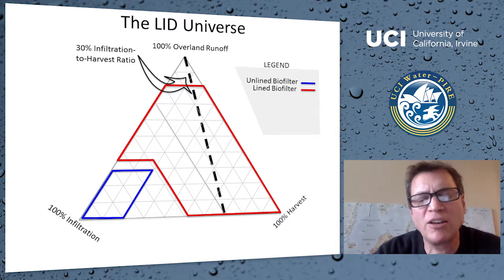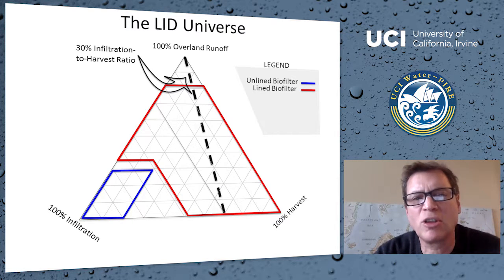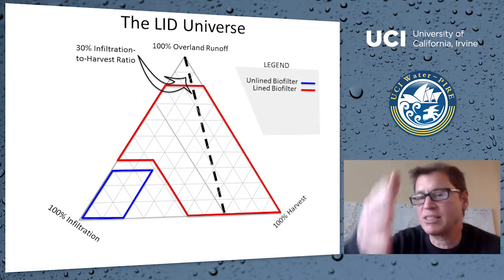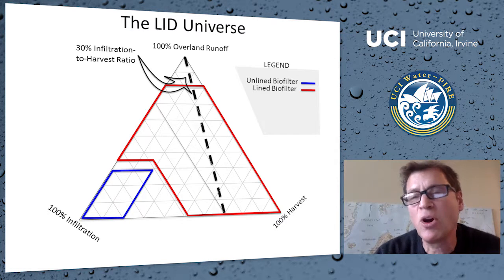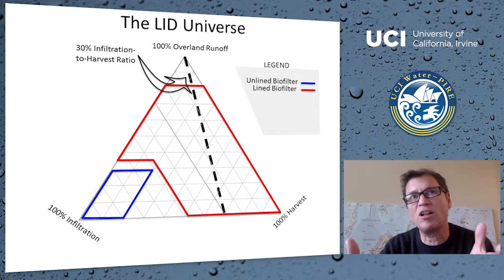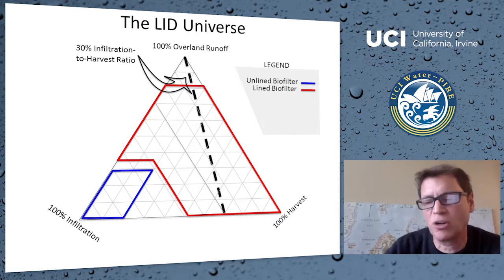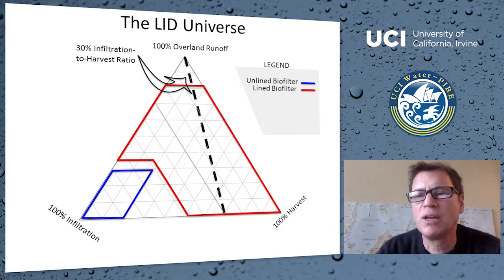If we just plot that in the next animation, the 30% infiltration to harvest ratio, that just plots down the ternary diagram. So we would be looking then for either combinations or individual LID which give us overall, when integrated over the watershed, that 30% infiltration to harvest ratio, if we were in Pasadena, for example.